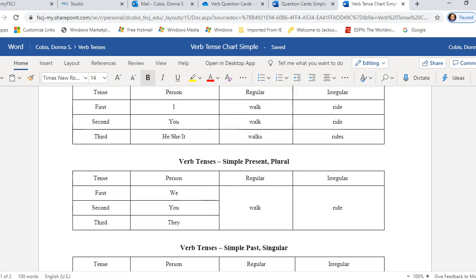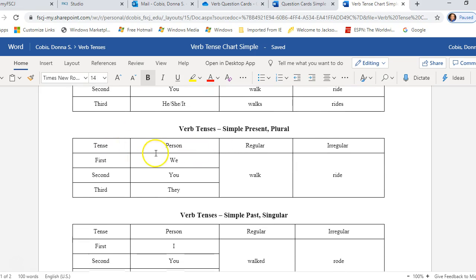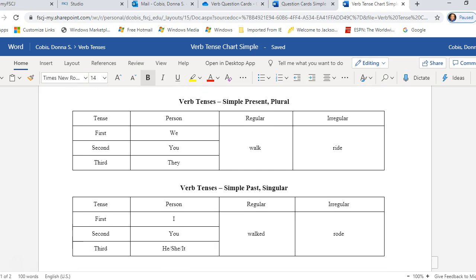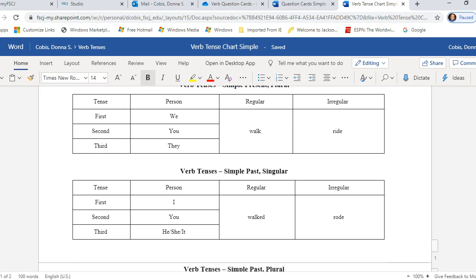So let me talk a little bit more about this here, but we ride. You ride. They ride. We ride our bikes on the weekend. You ride the bus to come to school. They ride the bus to come to school. I ride with a friend to come to school.